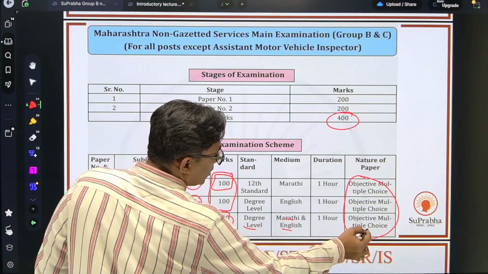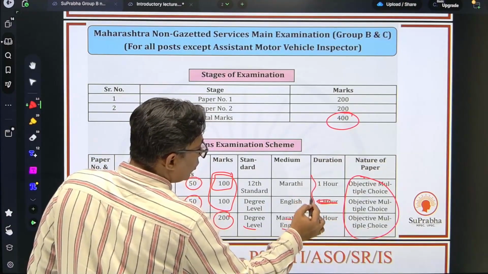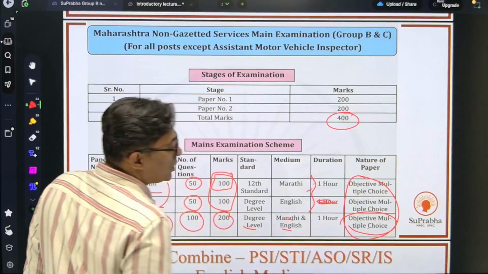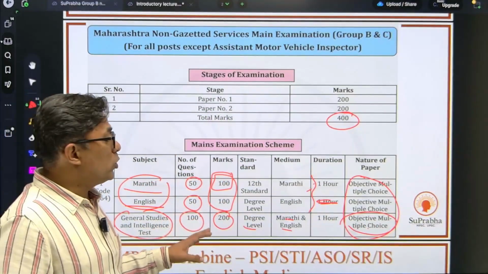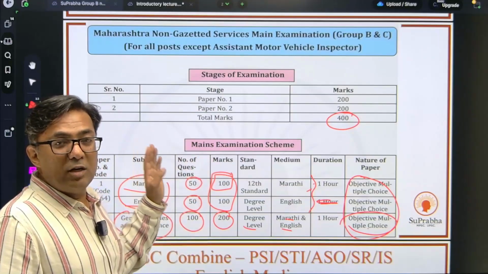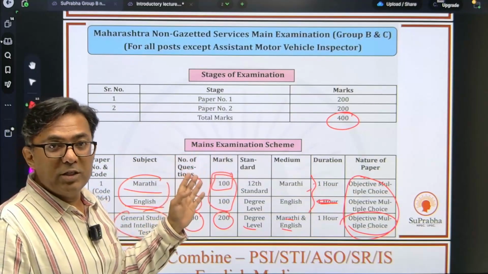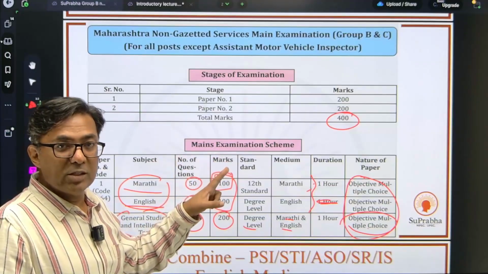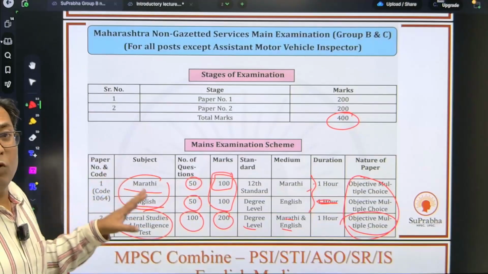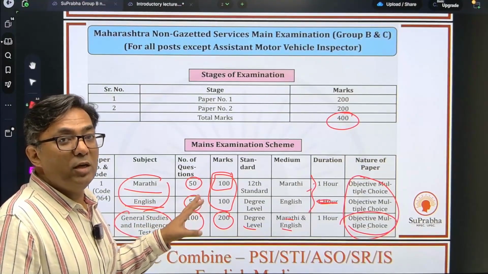You have 1 hour for this thing. Over here also, for both, you have just 1 hour. The questions are objective multiple choice questions. So 2 papers, 100 questions for 200 marks each. That means 1 question carries 2 marks in mains. And these 2 papers, in total you have 400 marks to score in mains.